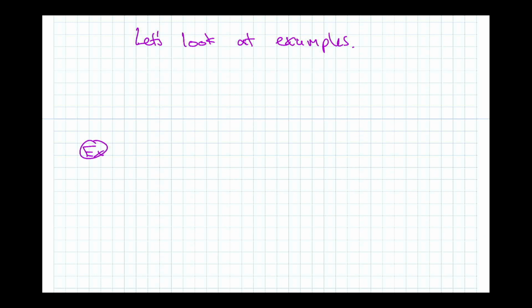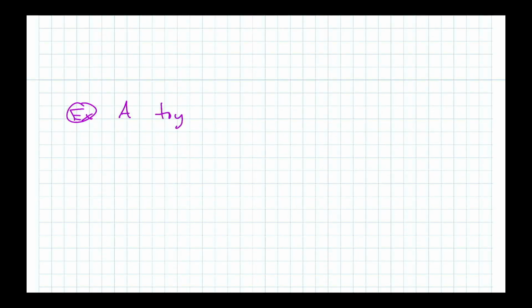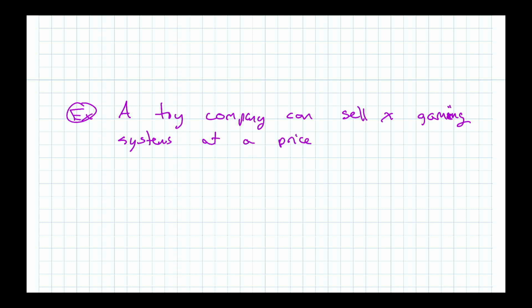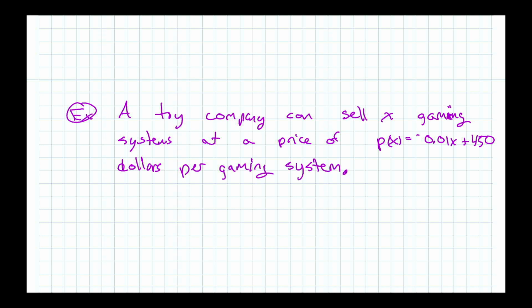So here's our first example. So our first example says a toy company can sell x gaming systems at a price of P of x equals negative 0.01x plus $450 per gaming system.